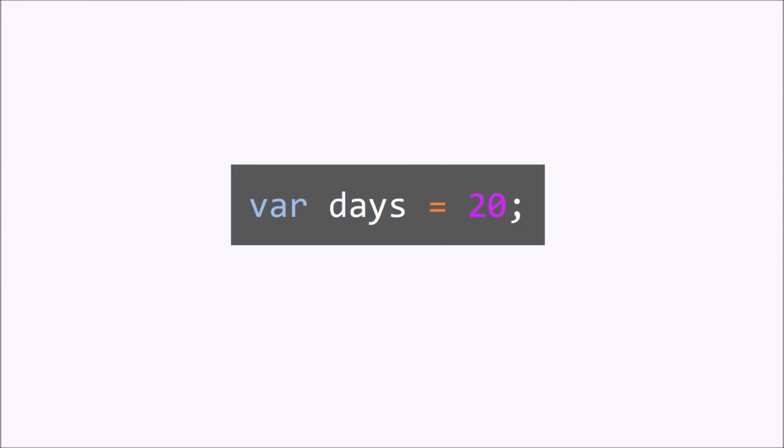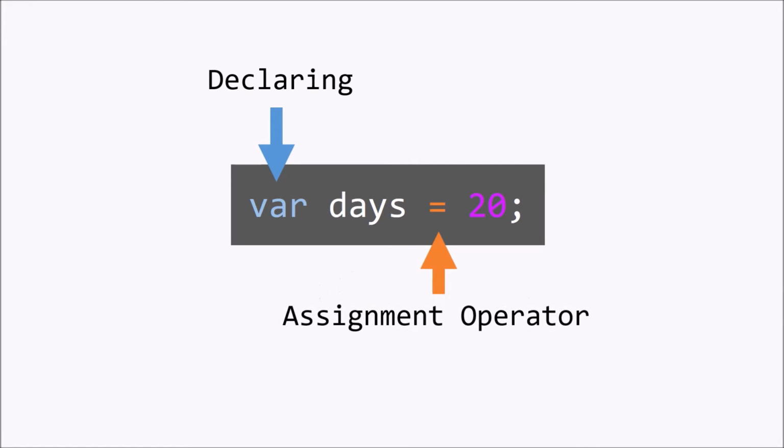So let's just look at this basic snippet here. It says var days equals 20, and this is called declaring the variable. And you can tell that you're doing this by the var that's out in front, and then you give it a value using the assignment operator, otherwise known as the equals sign. But this is obviously pretty dry, so let's jump into the truck analogy here.